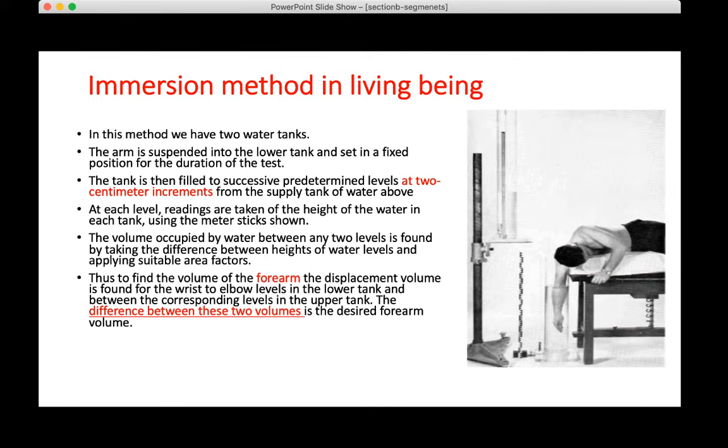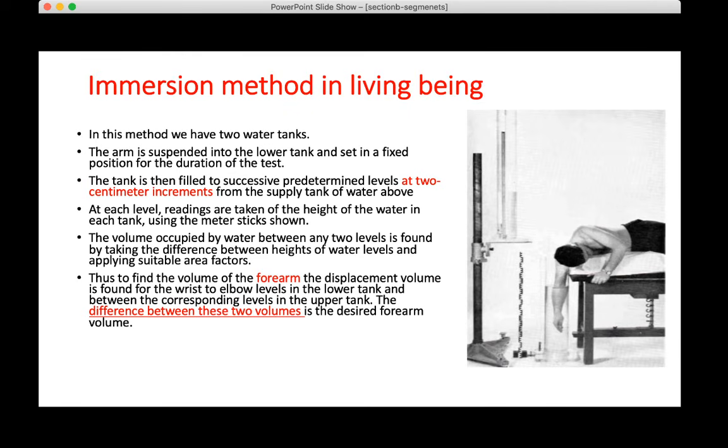So as soon as they start this experiment, in the upper tank the volume will start decreasing and they keep on noting the values. On the other hand, the lower jar will start increasing, the level will rise. So they will record both the heights. At each level, readings are taken of the height of the water in each tank. So the volume occupied by water between any two levels is found by taking the difference between heights of water levels and by applying suitable area factors in both the jars. So the idea is almost the same, again the difference will come.